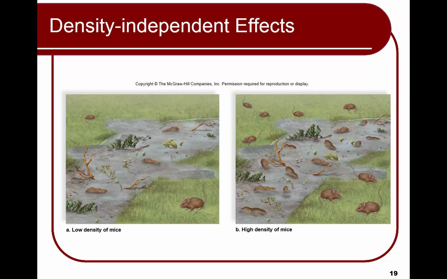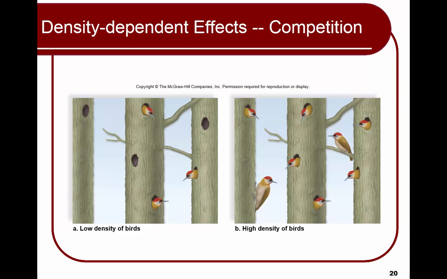Density independent would be a storm. If you have a low density of mice or a high density of mice, the storm still has the same effect. It's going to do the very same thing to the mouse population, regardless of how many members there are. The weather has the same effect no matter how big the population is.